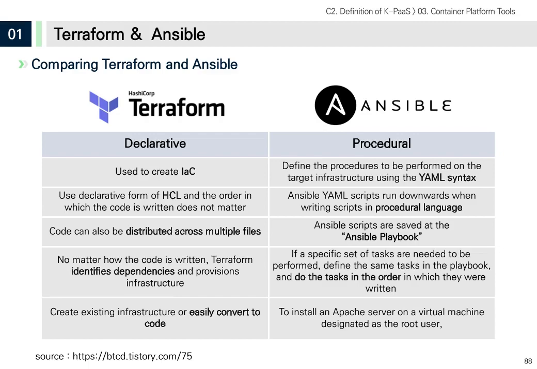If Ansible needs to perform a specific sequence of tasks, it defines the same tasks in a playbook, and the tasks are performed in the order they are written. Finally, while Terraform makes it easy to write existing infrastructure or convert it to code, Ansible requires you to write a user creation step before defining an installation task. If you want to install an Apache server on a virtual machine designated as the root user.